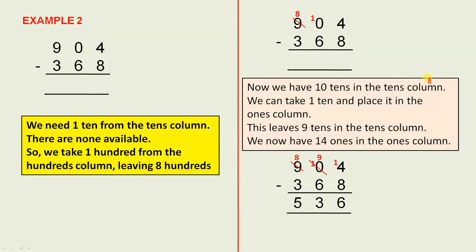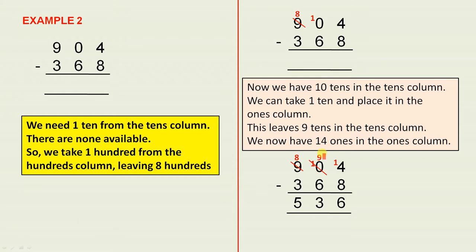Now we have 10 10s in the 10s column. There they are. We can take 1 10 and place it in the 1s column. This leaves 9 10s in the 10s column. We now have 14 1s in the 1s column. So we've gone from there to there. Remember we had 10 10s. We take one of those 10s and put it there. That gives us 14 1s.